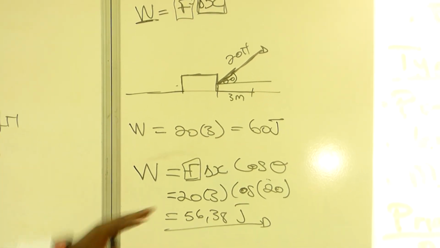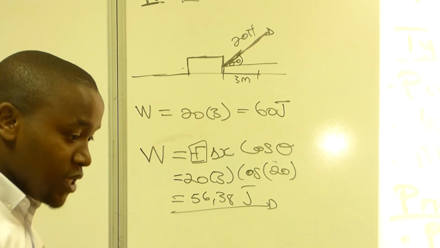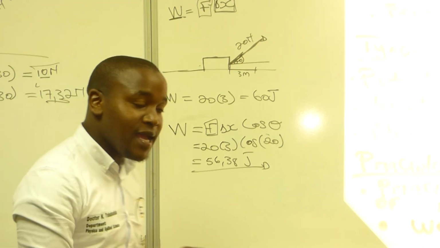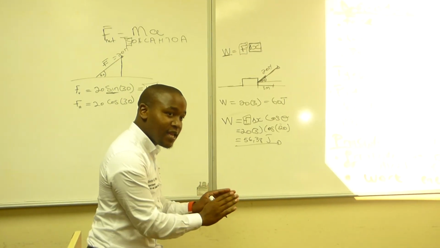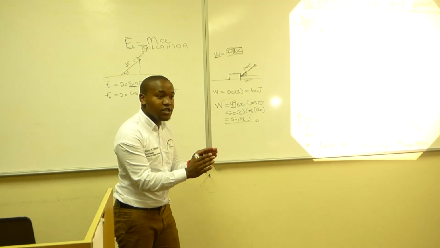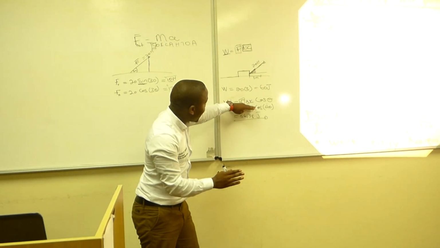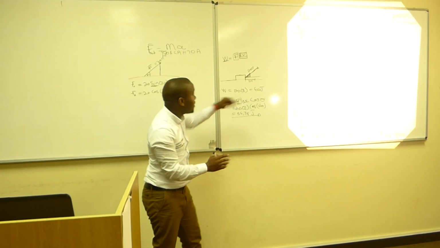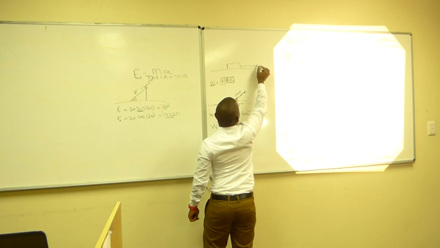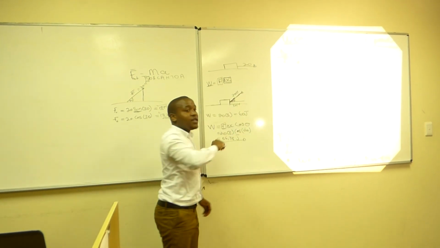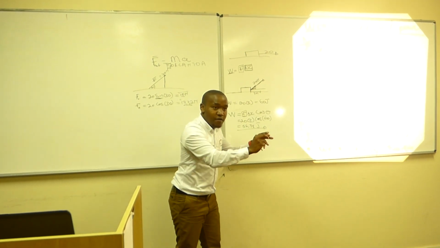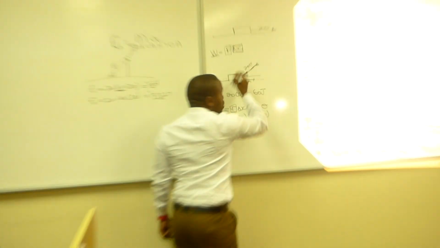In our first example, I said Lindiwe applied a force of 20 Newton parallel to the box, parallel to the direction of movement. Meaning the angle of inclination was 0. Cos of 0 is 1. So if we want to apply this equation to our first example, remember the first example was just a box, and Lindiwe applied that force horizontal to the direction of movement, so the angle of inclination was 0 there.